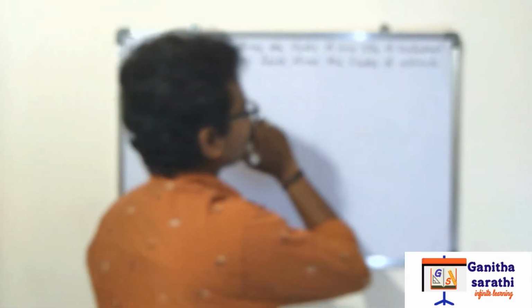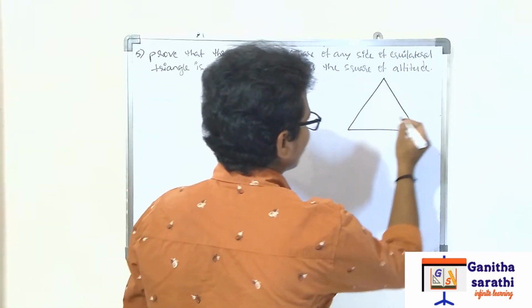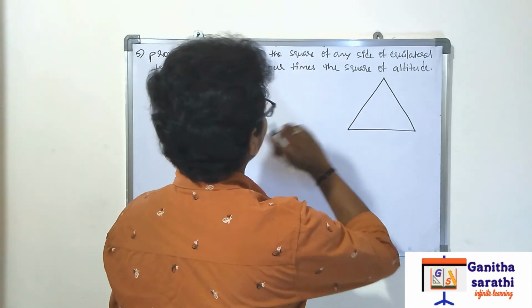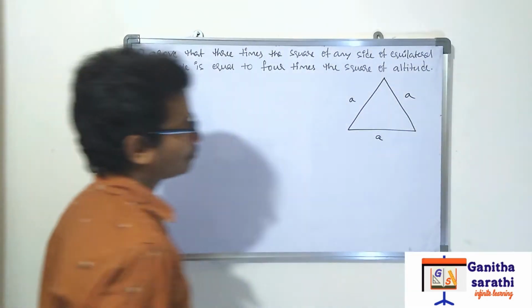Okay. Now draw the equilateral triangle. Equilateral triangle means we all know that all sides are equal. So take all sides will be equal, A, and this one is also A.